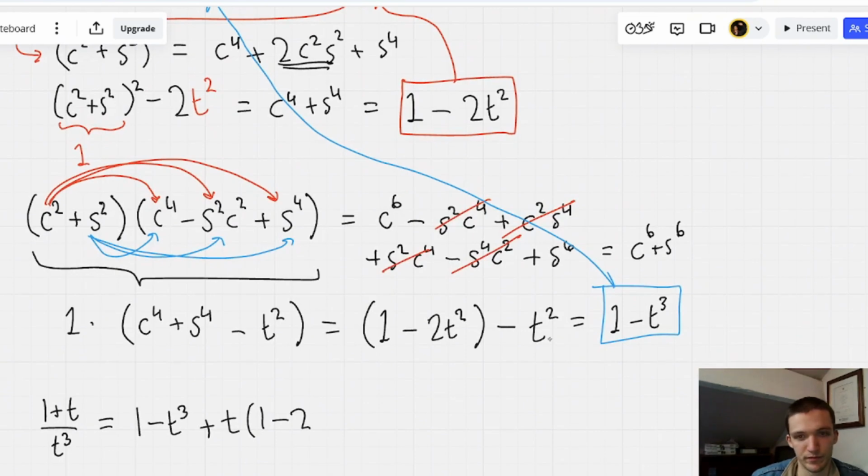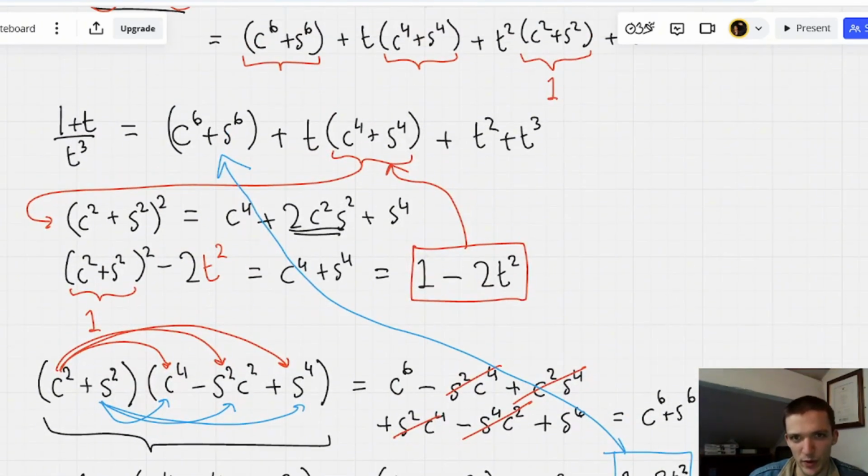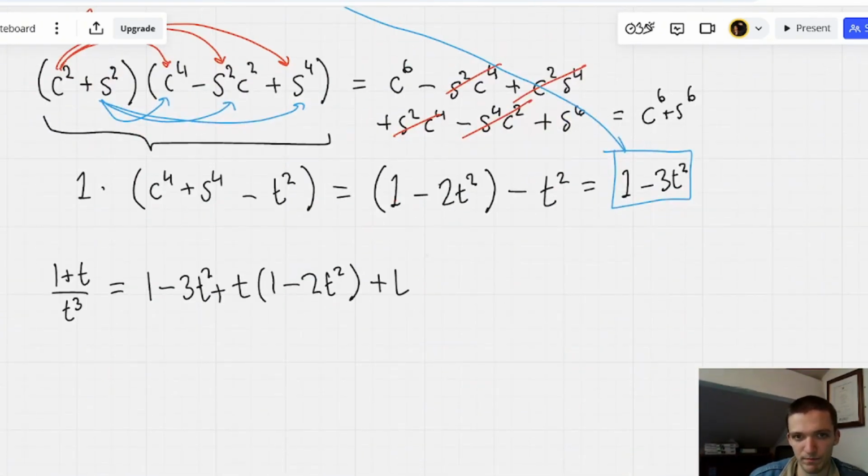Hang on. I don't know why I've written this. That's not t cubed at all. That's 3t squared. And that is 3t squared there as well. That's embarrassing, isn't it? There we go. 1 minus 3t squared. 1 minus 2t squared there. Then we've got plus t squared plus t cubed.